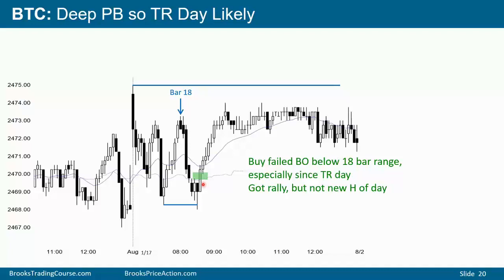Therefore, higher probability to bet on a trading range and failed breakouts. So instead of selling at a low of the day here, it's better to look to buy, especially if there's a micro double bottom, and there is. Bear bar, we went up, we went down, and we went up again. Reasonable to buy on a stop above that bull bar or even above that bear bar.